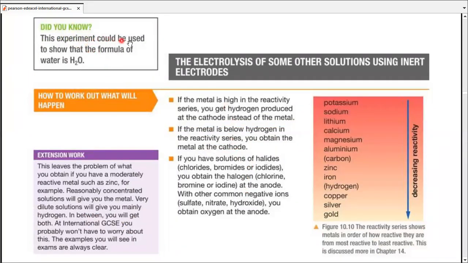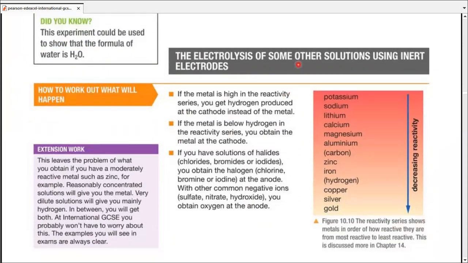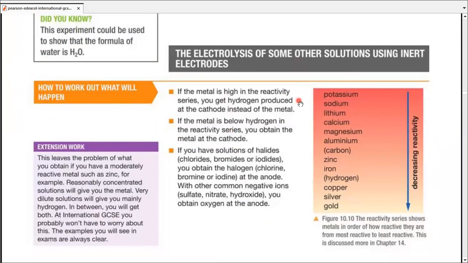He also stated the experiment can be used to show that the formula of water is H2O, hence double the volume of hydrogen and single the volume of oxygen in comparison. Now, reactivity series. With inert electrodes and with a solution every time, no matter which compound they can come up with for an aqueous solution, you should be able to get the answer for the product at the cathode, the product at the anode, and finally what happens to the remaining solution.